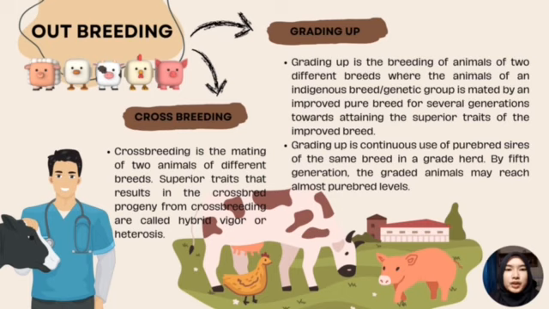By following the outbreeding system, that is crossbreeding, selective breeding, and grading up according to need, there is improvement in production performance of the crossbreed or graded animals, along with improvement in growth rate, reproduction, and production.